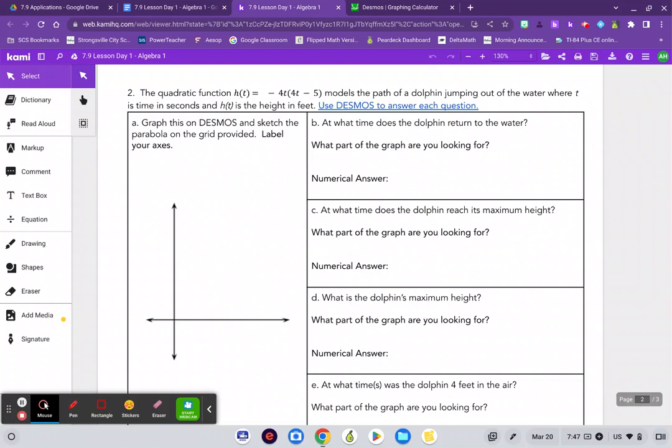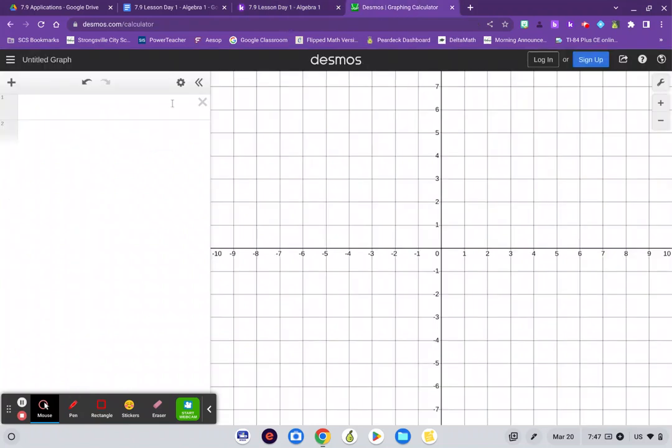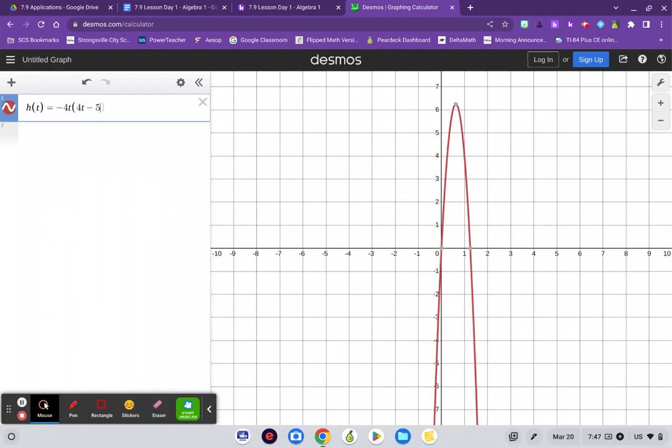And part A says, graph this on Desmos and sketch the parabola on the grid provided. Label your axes. Okay, so we're going to go over here to Desmos, and we are going to type in h of t. Now, Desmos will use x or t as the independent variable, so t is okay to use. Negative 4t times (4t minus 5). And I have this nice little graph here. Okay, and so hit enter. And I need to make a sketch of this on my paper.